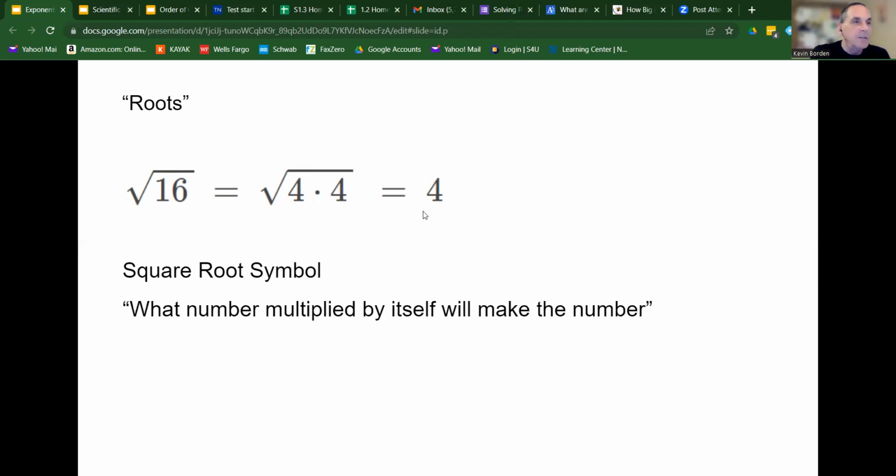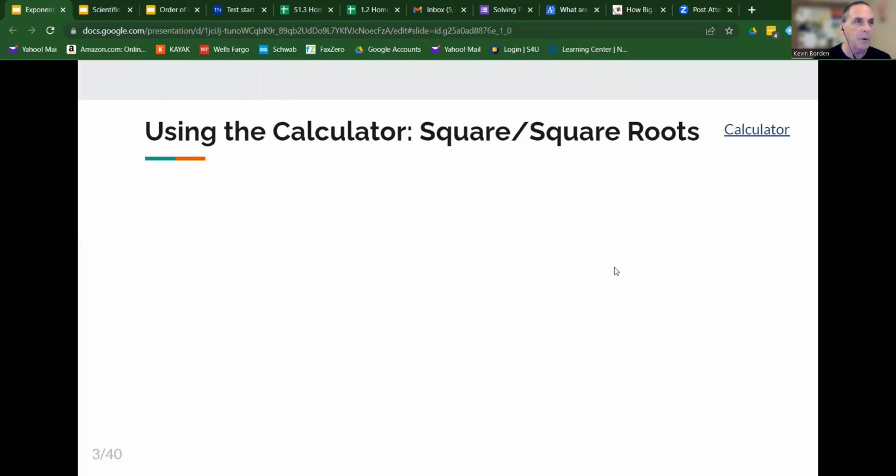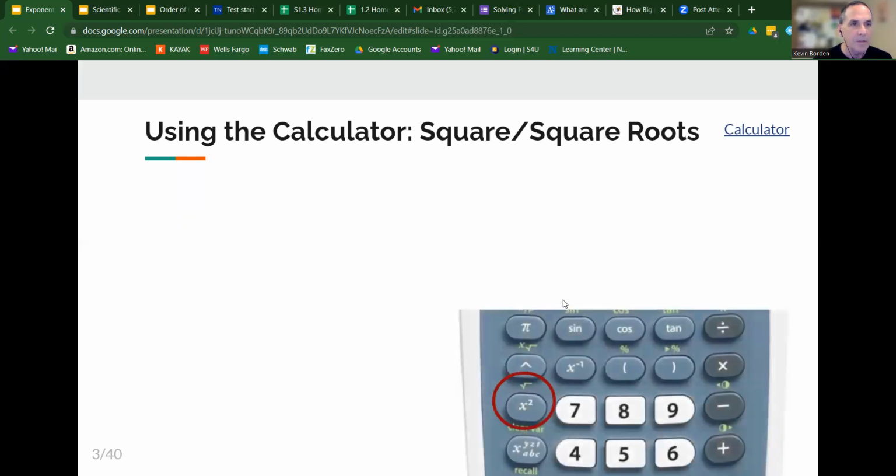It's kind of undoing a square. It's the opposite of squaring. Since 4 times 4 is equal to 16, the square root of 16 is 4. That gets a little bit confusing, but for the most part, we're going to rely on the calculator to do our squares and square roots. So this is the button that you're going to use, and you're going to use it for both squares and square roots. Now, let me explain that.